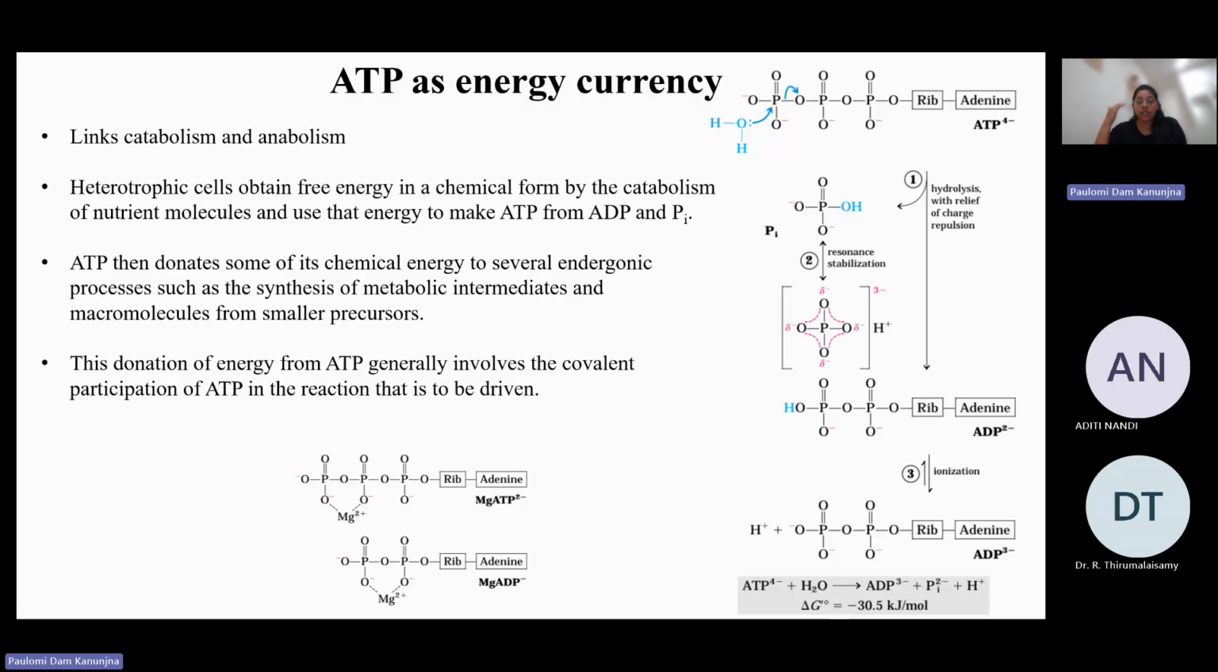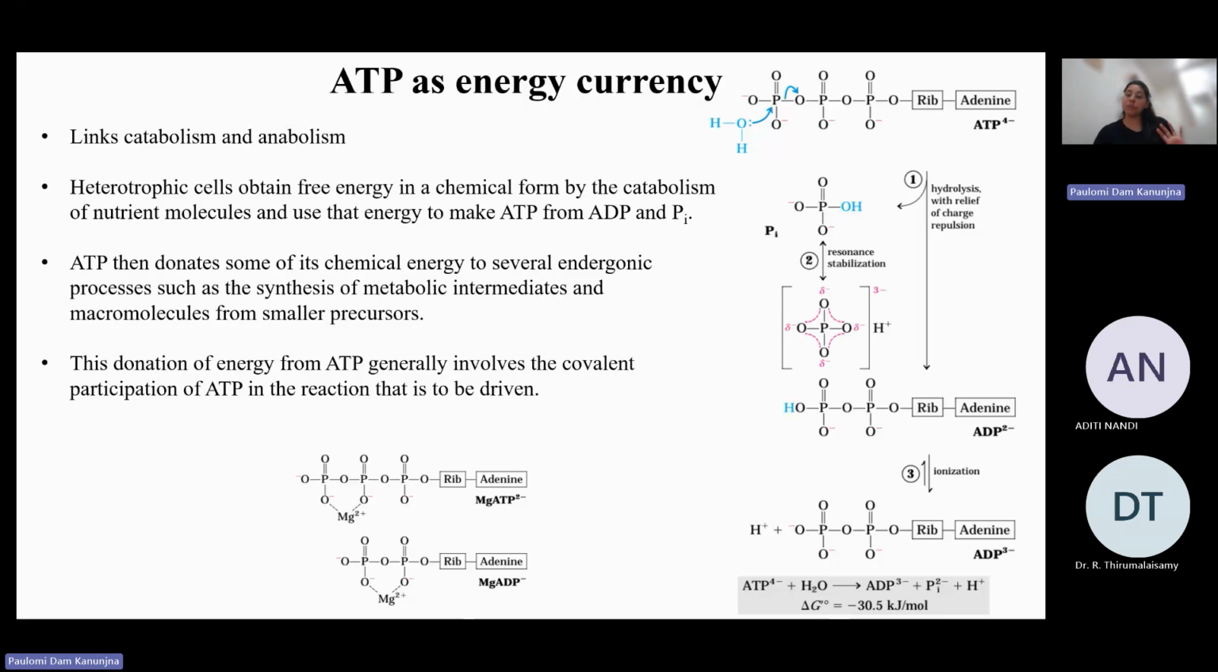And generally in cells, whichever reaction we see ATP in, remember that most often ATP is in the Mg-ATP2- state. Basically, there's an Mg2+ which is bound to the ATP. So later, in the next sessions, we will see how that matters to the overall energy change, how it differs from just ATP being an energy currency, and how Mg2+ being bound to ATP makes the overall energy different.